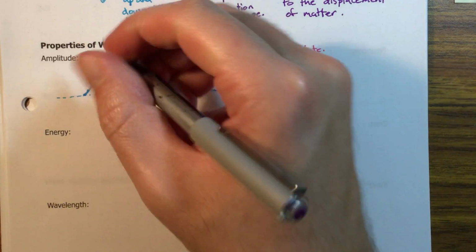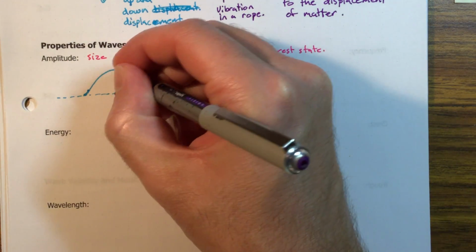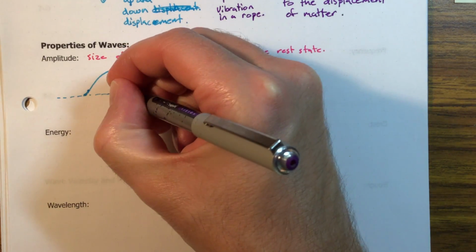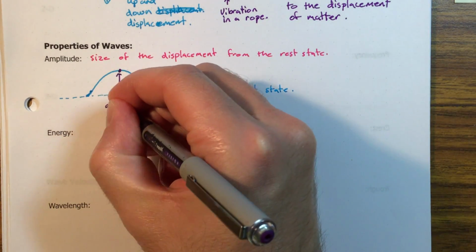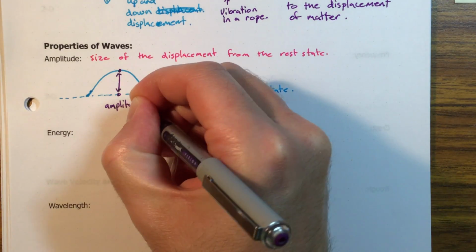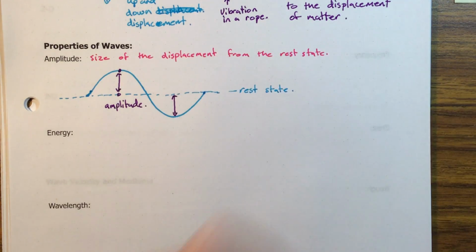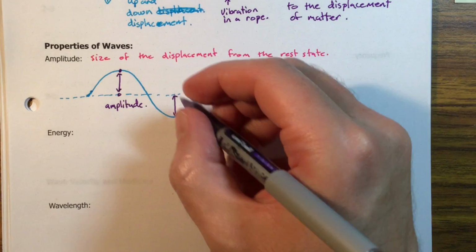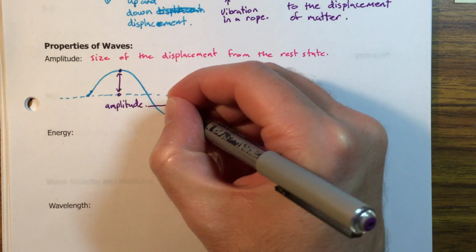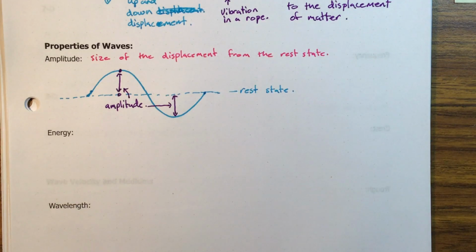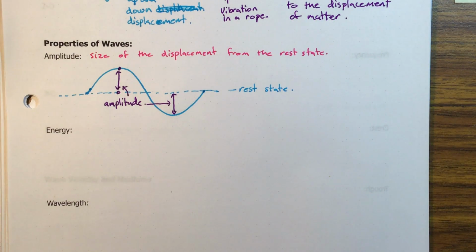The amplitude is the size of the displacement from the rest state. So this right here is our amplitude, and this right here is our amplitude. These two distances will generally, in our waves, be the same. Now our amplitude can be measured in centimeters, millimeters, or some other units, depending on how the wave is represented. All right, so that's the amplitude.